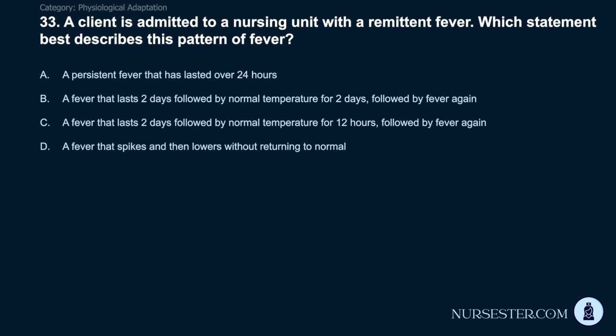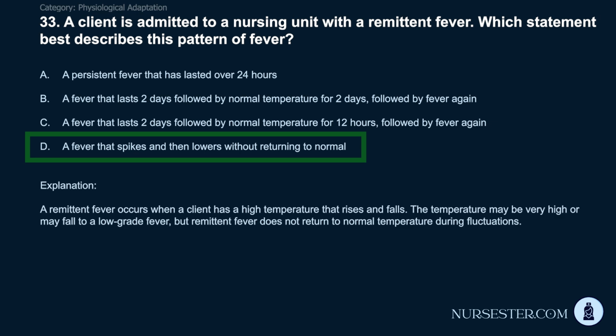33. A client is admitted to a nursing unit with a remittent fever. Which statement best describes this pattern of fever? A. A persistent fever that has lasted over 24 hours. B. A fever that lasts 2 days followed by normal temperature for 2 days, followed by fever again. C. A fever that lasts 2 days followed by normal temperature for 12 hours, followed by fever again. D. A fever that spikes and then lowers without returning to normal. Correct answer: D. A fever that spikes and then lowers without returning to normal.